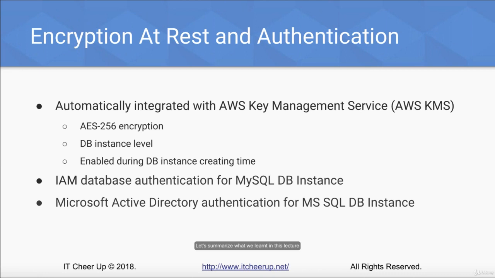Let's summarize what we learned in this lecture. RDS encryption at rest is automatically integrated with AWS KMS at a DB instance level. It is enabled during DB instance creation time. You can utilize the IAM database authentication on MySQL DB engine. You can also utilize Microsoft AD authentication on Microsoft SQL Server DB engine. If you are ready, let's move to the next lecture.